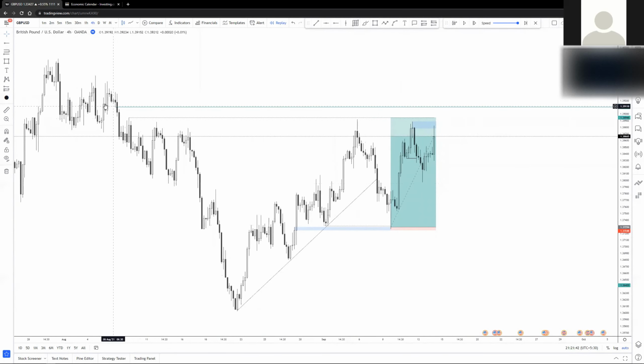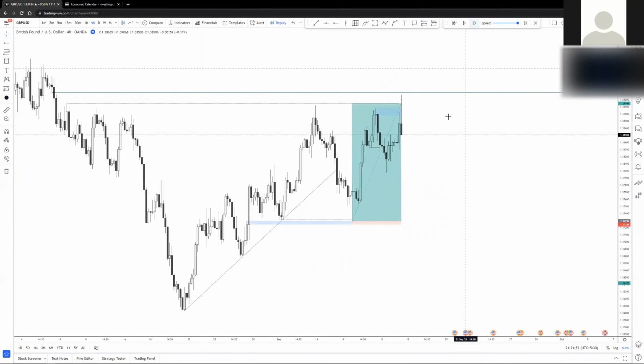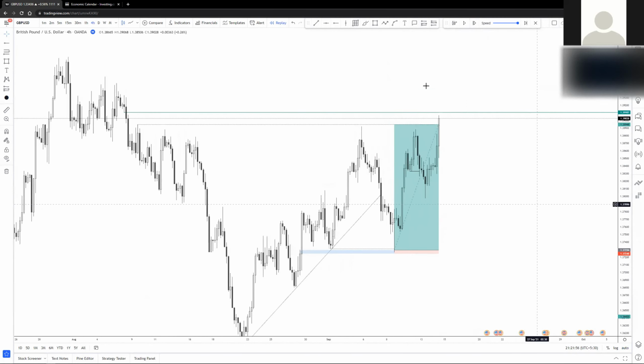Okay, so now we have the rejection. I'm sorry, we have the mitigation block, we have the imbalance, and most importantly, we have liquidity resting right below that. And then what happened? Okay, shooting outside now. They're shooting outside. And what happened now?